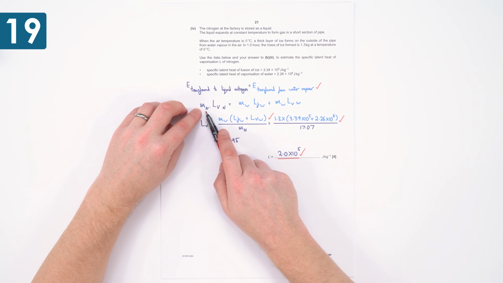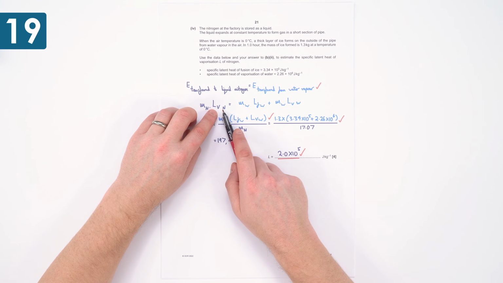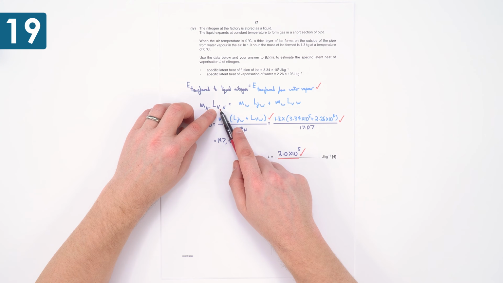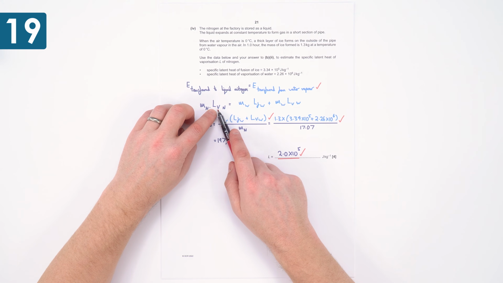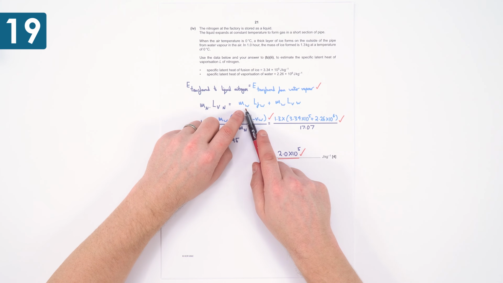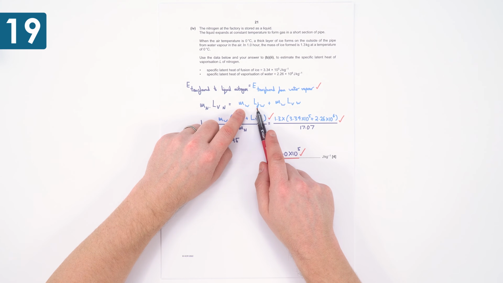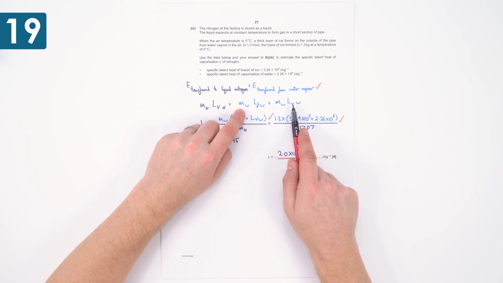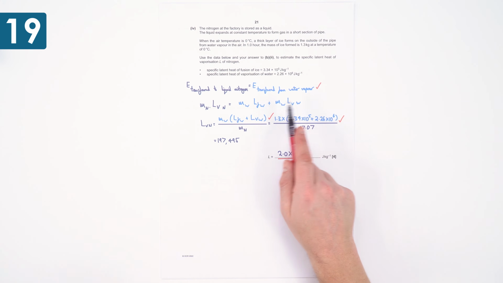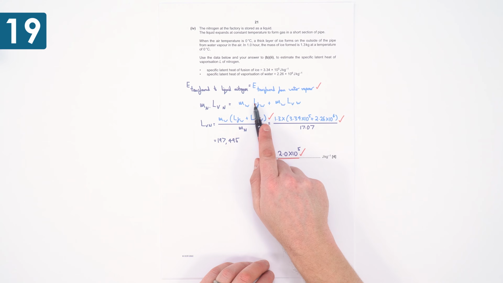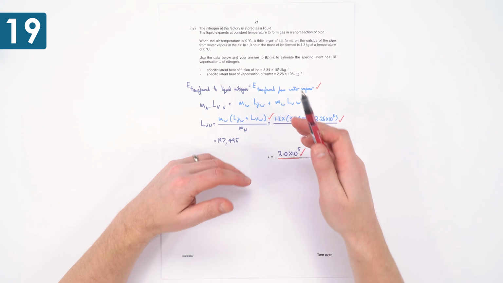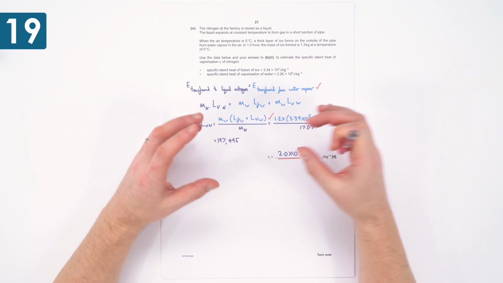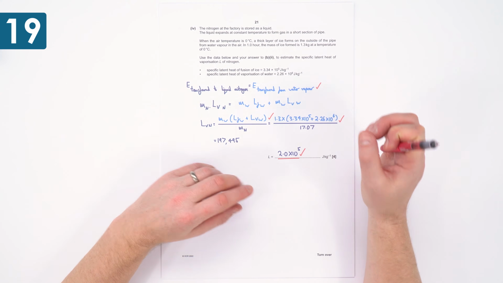So we've got the mass of the nitrogen times LVN. This is what we're trying to find out, the specific latent heat of vaporization of the nitrogen. And that's going to be equal to the mass of the water times the latent heat of fusion of water plus the mass of that water times the latent heat of vaporization of the water. And of course, that's happening at 0 degrees, and so is that. So there's no E equals mc delta theta kind of specific heat capacity that we need to consider.